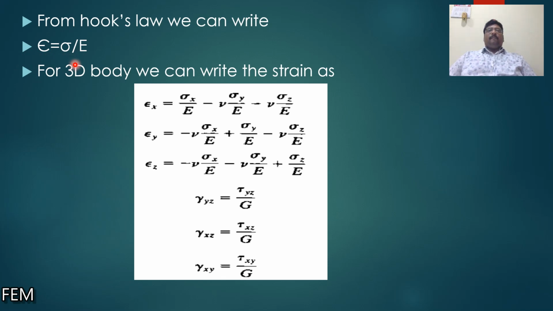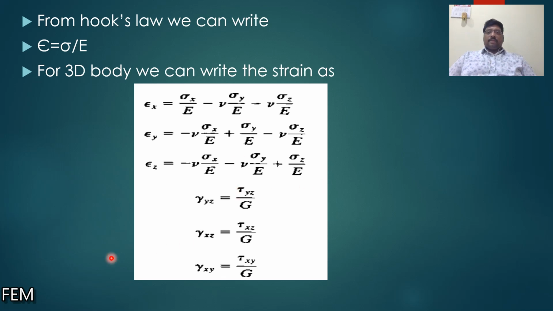If you consider a three-dimensional body, to determine the true strain produced in the x direction, I am utilizing the equation sigma x by E minus mu into sigma y by E minus mu into sigma z by E, where mu is nothing but Poisson's ratio. If I consider a three-dimensional element, whenever the load is applied in one direction, strain will be developed in other directions also.